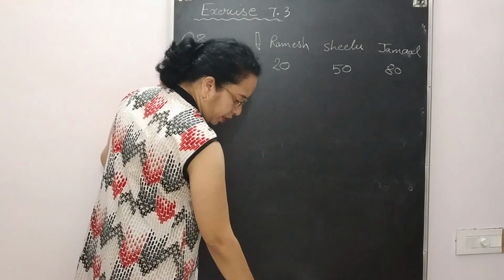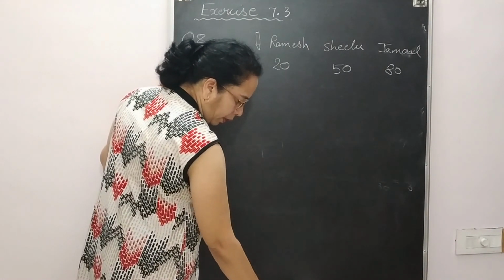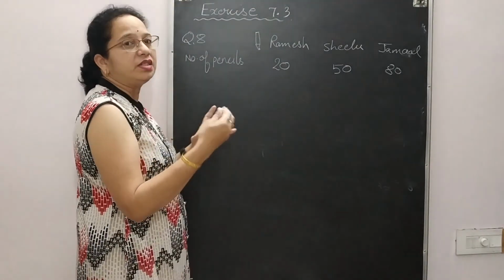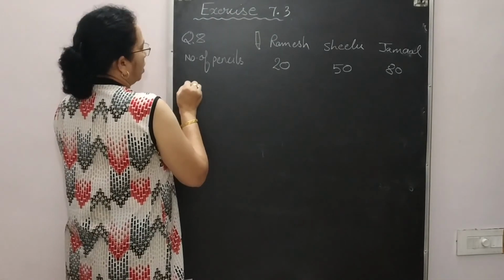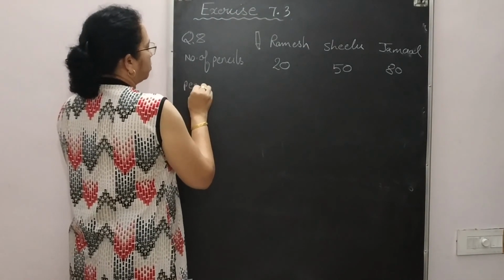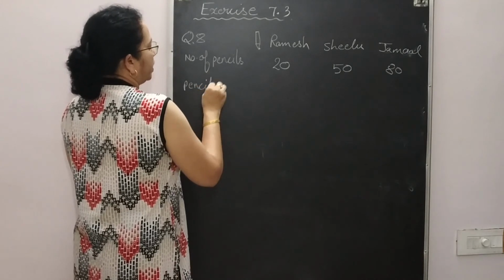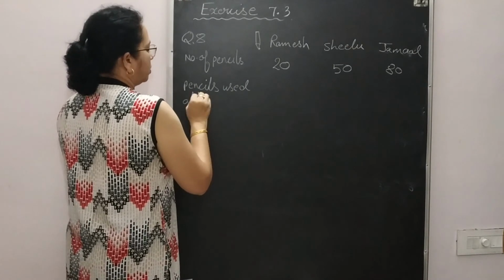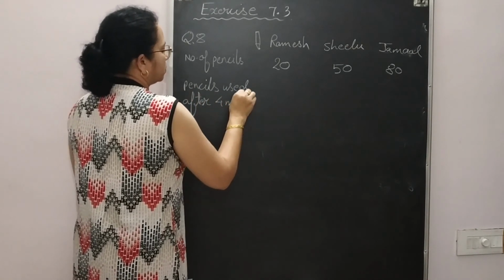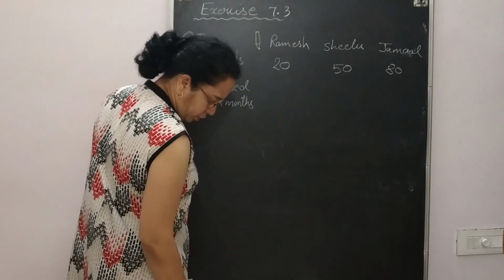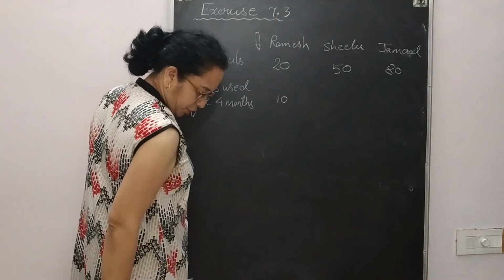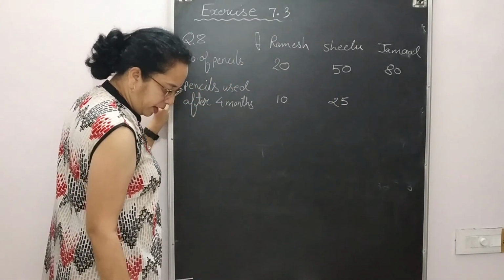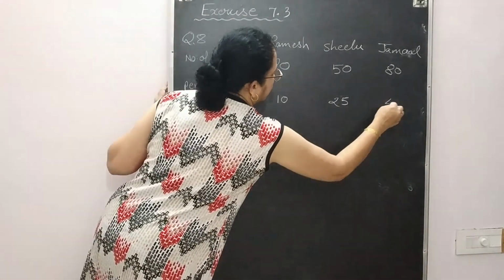What is the next statement? After 4 months, few pencils are used. So pencils used after 4 months: Ramesh has used 10 pencils, Shilu has used 25 pencils, and Jamal has used 40 pencils.